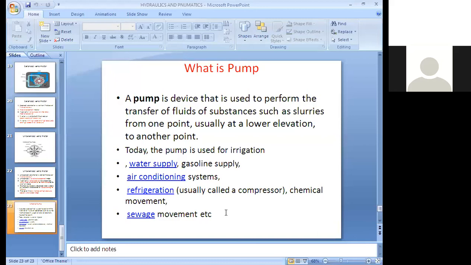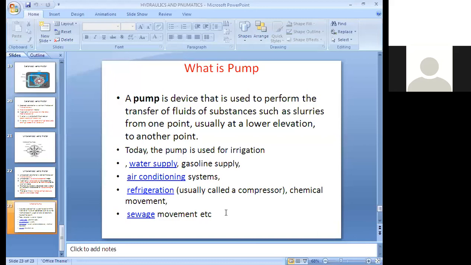Suppose two tanks are there, a lower tank and an upper tank. I need to suck and transfer the water from the lower tank to the higher tank. Obviously we have to use a pump. The lower pressure of the water is converted into high pressure, and that device is called a pump. So I hope you understand the meaning of the pump.